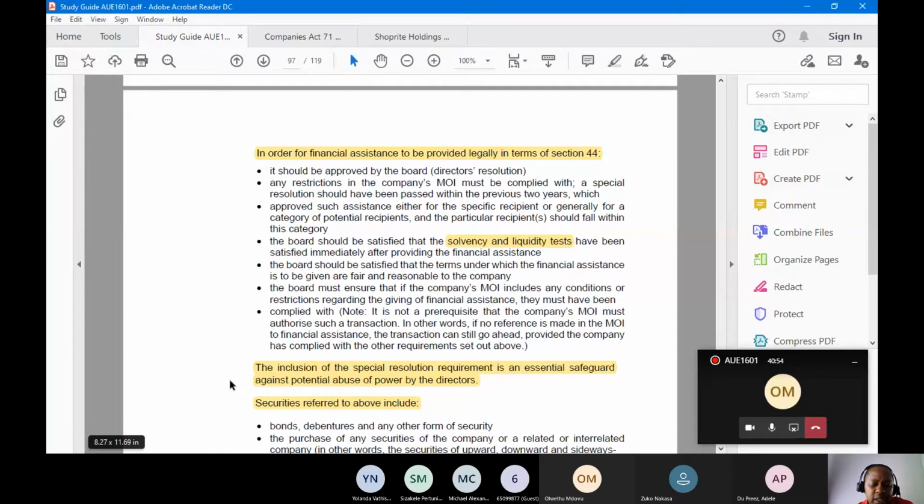If you think about it, let's say we've got 7 directors, and 5 directors are in agreement to provide this financial assistance to the director. This would be an ordinary resolution.